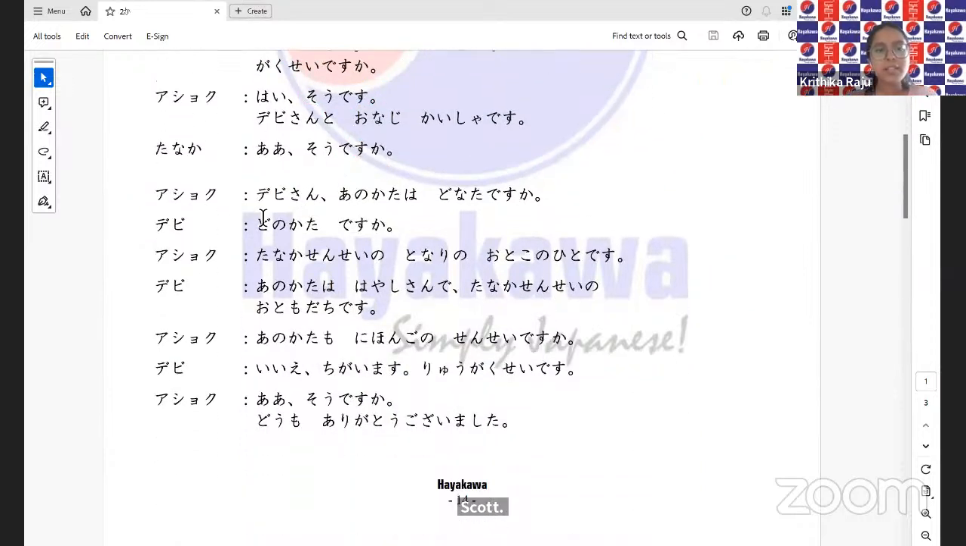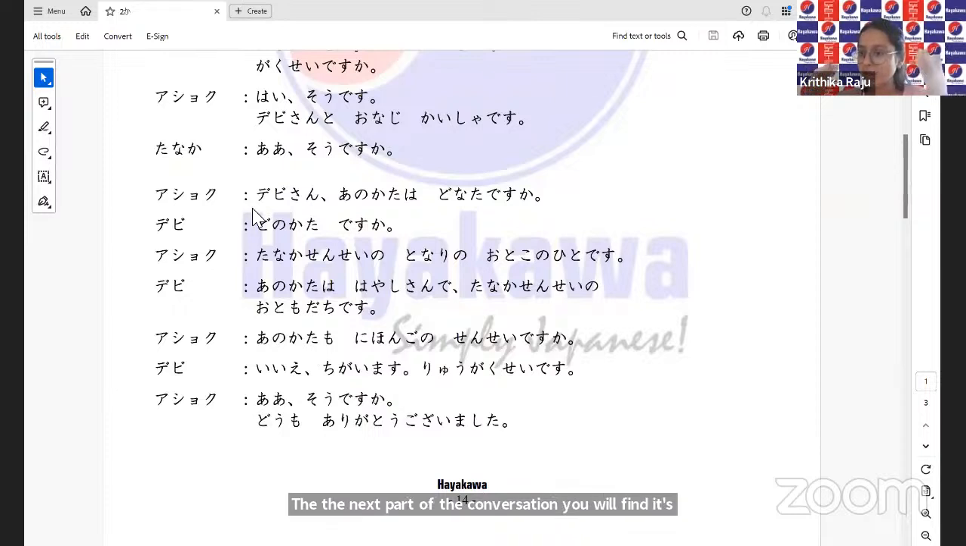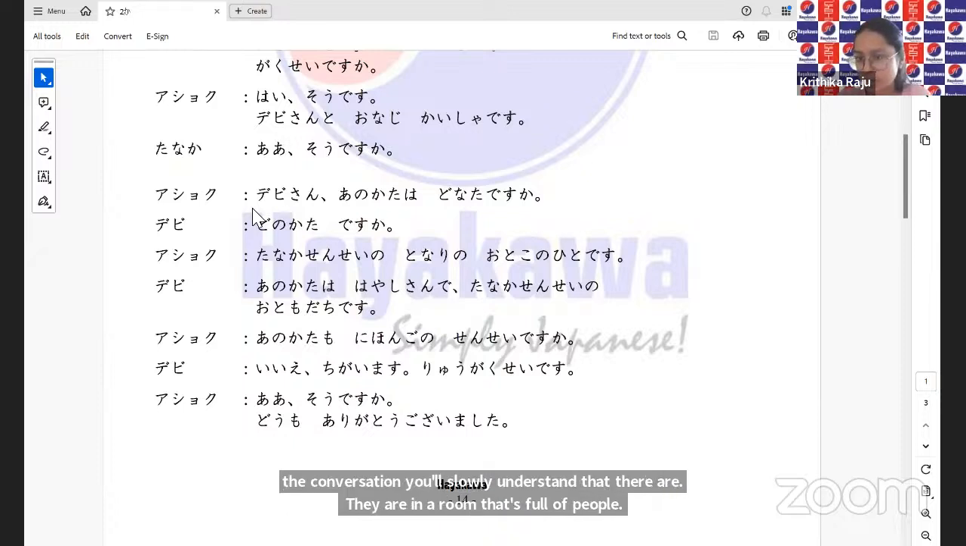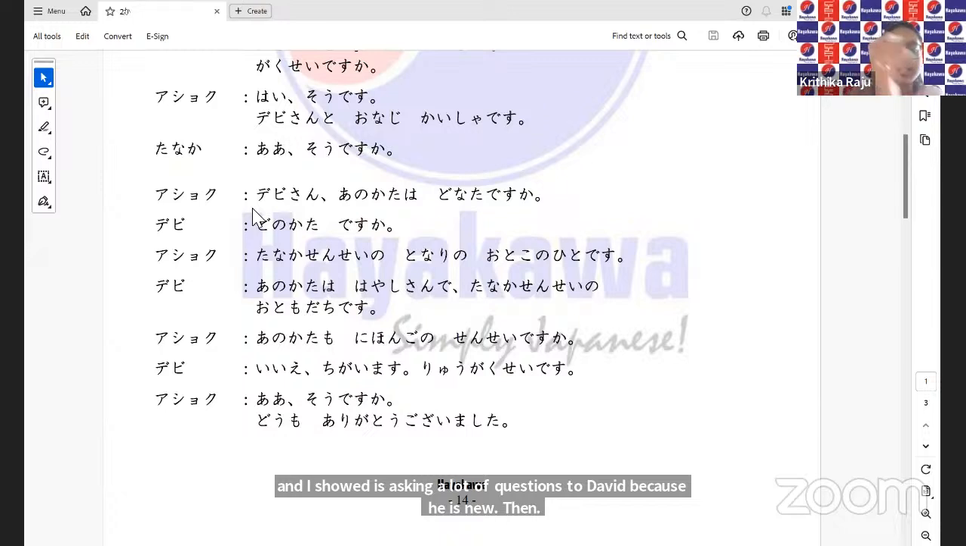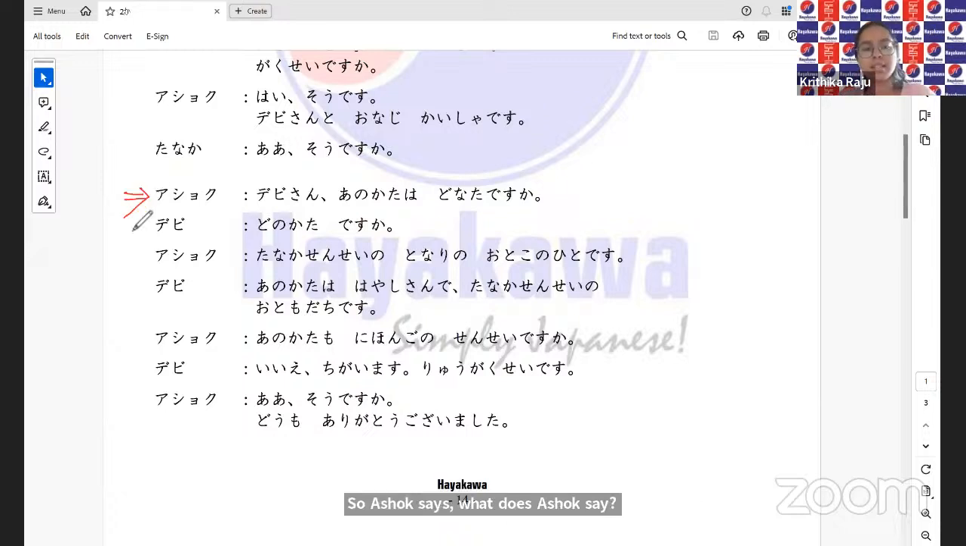So the next part of the conversation, you will find it's just Ashok and Devi talking to each other. From the conversation, you'll slowly understand that they are in a room that's full of people. And Ashok is asking a lot of questions to Devi because he is new there. So what does Ashok say? Devi-san, ano kata wa donata desu ka? Donata desu ka?